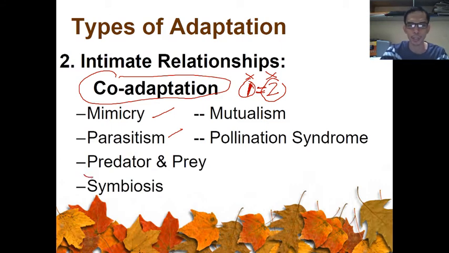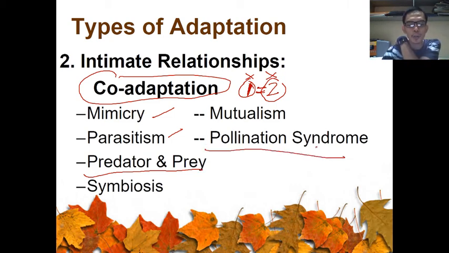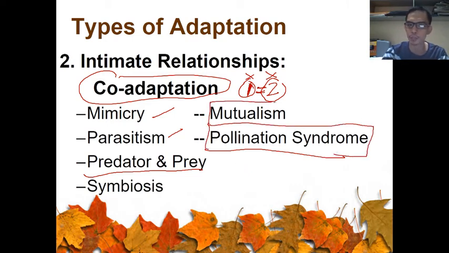Then predator and prey, like lion and deer. When the deer dies, the lion will also be affected. Another one is pollination, the pollination syndrome. If flowers tend to disappear, so do the bees that pollinate them. If bees are missing, vice versa, flowers will not produce their fruit and will not be able to propagate, so they will die as well. So, pollination syndrome.